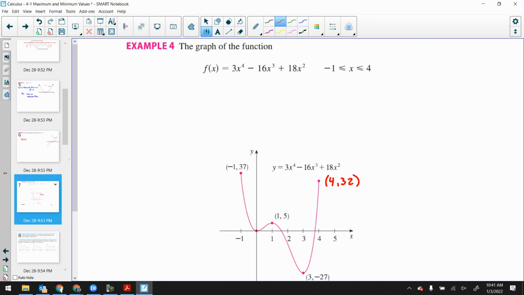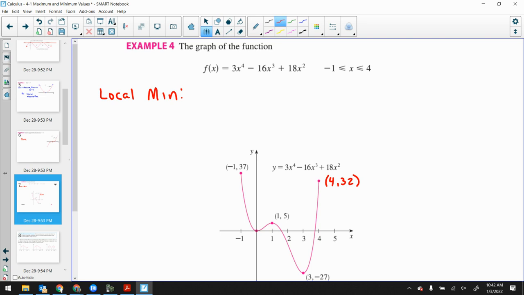Okay, let's identify all local and absolute maximums or minimums. So let's start with local minimums. Where are the local minimums? At what x value do they occur? And I say that plural on purpose. Where are the bottoming out points?